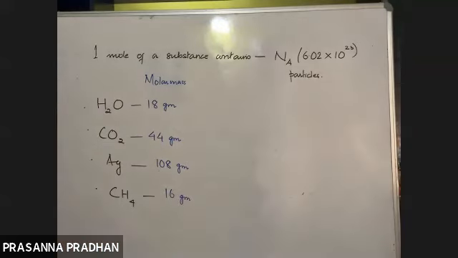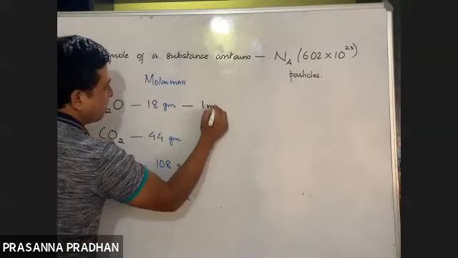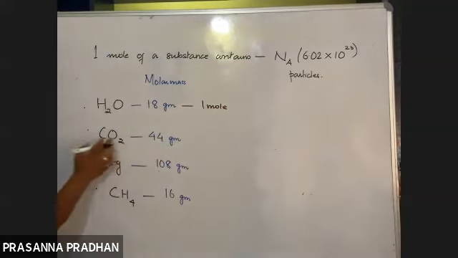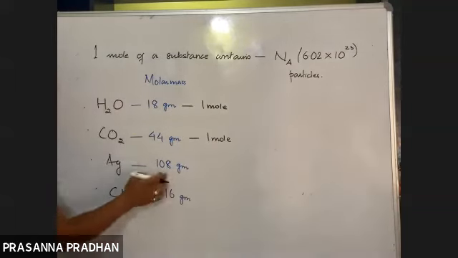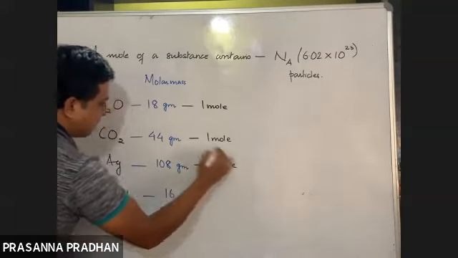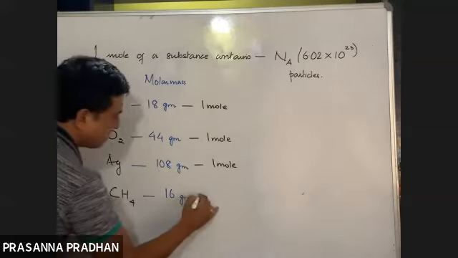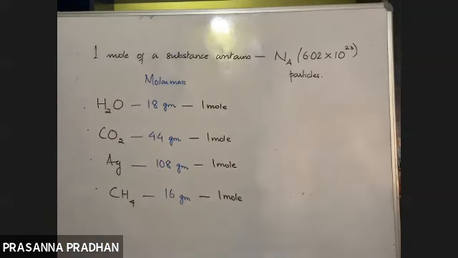Okay, and just now we said that the molar mass or atomic mass is equivalent to 1 mole. So 18 gram of water means 1 mole of water. 44 gram of carbon dioxide means 1 mole of carbon dioxide. 108 gram of silver means 1 mole of silver. Fine. 16 gram of methane means 1 mole of methane.